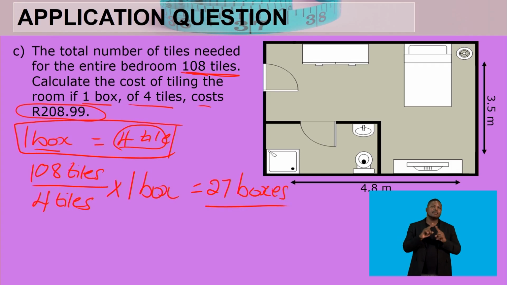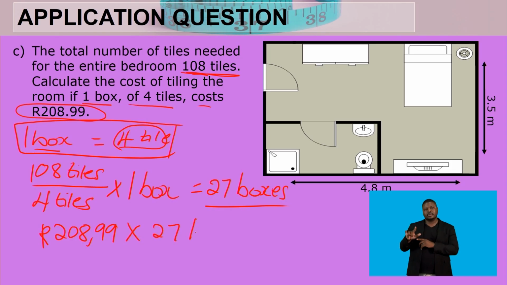But how much is one box? One box is 208.99. So what is the total amount required for 27 boxes? We're going to say 208.99 multiplied by 27 boxes. What does it give us?